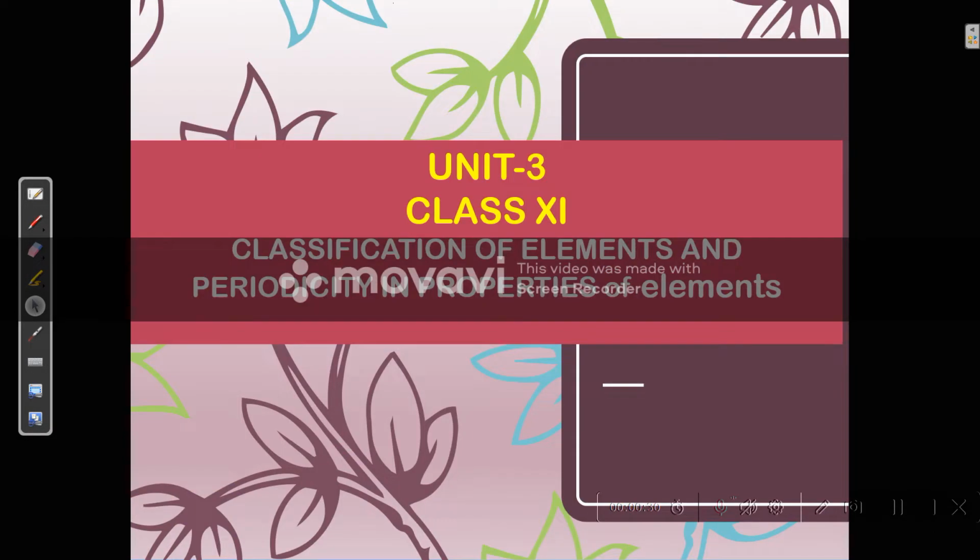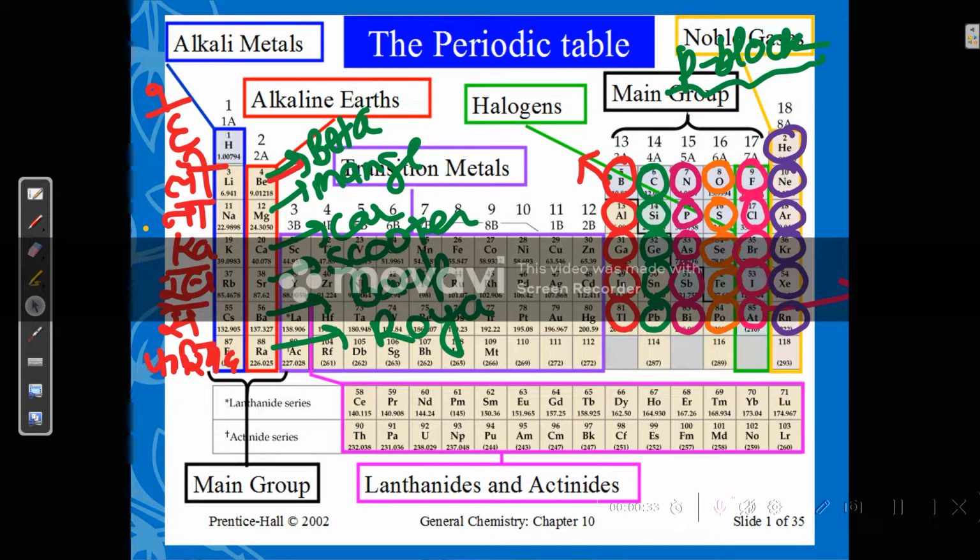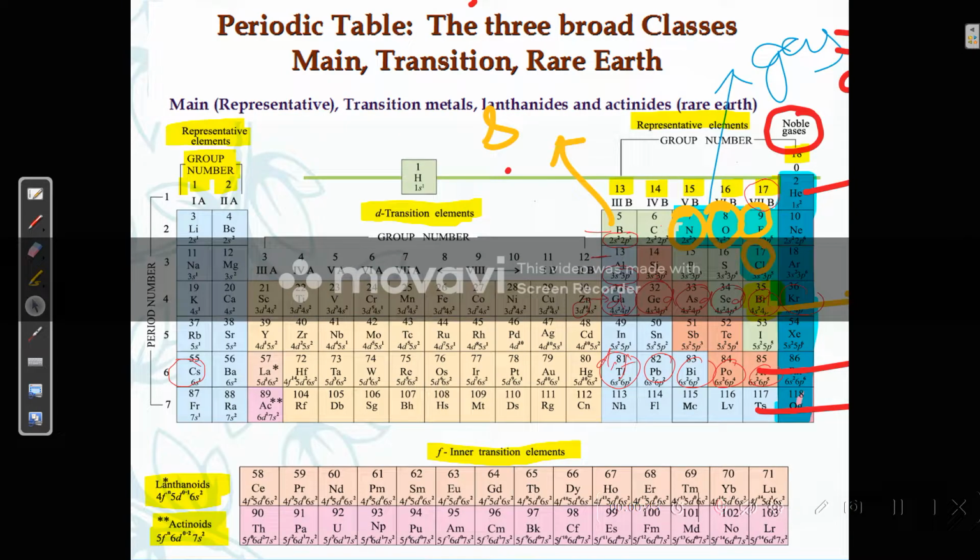So this we have discussed in the class. Okay, periodic table. Okay, how to memorize the name of elements in a group. Mnemonics already I have discussed in the class, so you revise it. Okay, so already we have discussed about the periodic table.